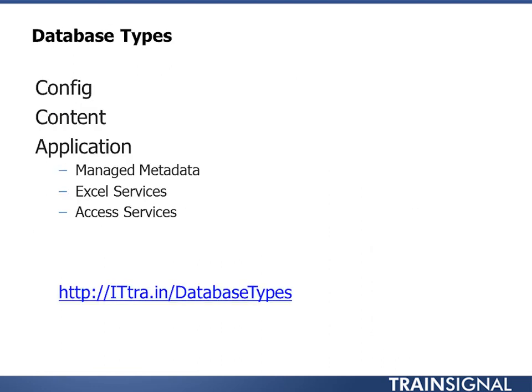SharePoint, like I mentioned, is a front end for a database. My databases come in a whole host of different varieties. The first big one that we've got is our config database. Every farm will have one and only one config database. Our config database knows all, tells all about SharePoint and what's going on in the farm. My content database, sort of like the name implies, houses my content. And then finally, last but not least, are my different application databases used for search, Excel Services, Access Services, managed metadata, and so forth.